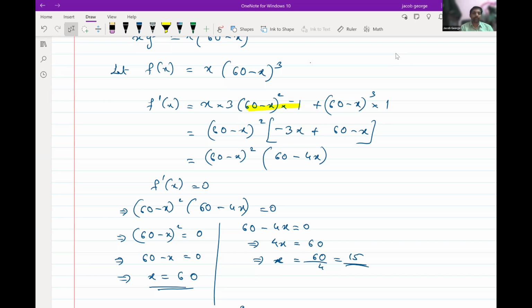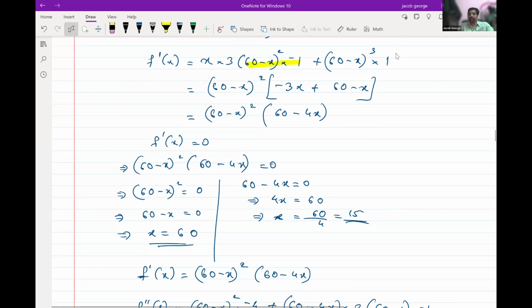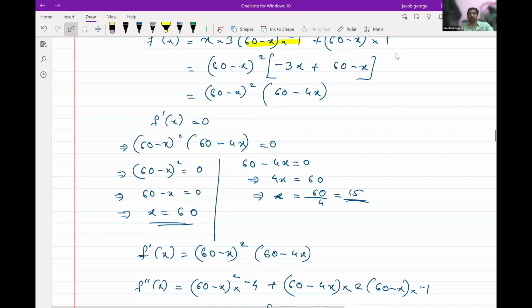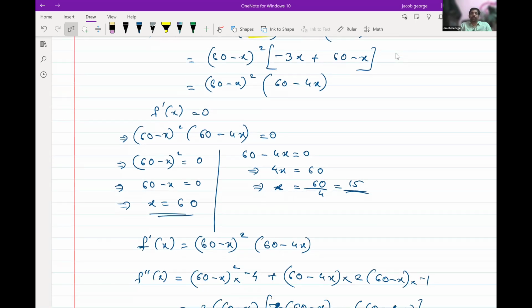Did you complete this part, children? Yes. So after finding the critical points, the next step is the second order derivative, f double dash x. The question is to find the maximum. So for maximum, the second order derivative must be negative, right? Second order derivative should be negative. So we do f double dash x. F dash x is 60 minus x the whole square into 60 minus 4x.